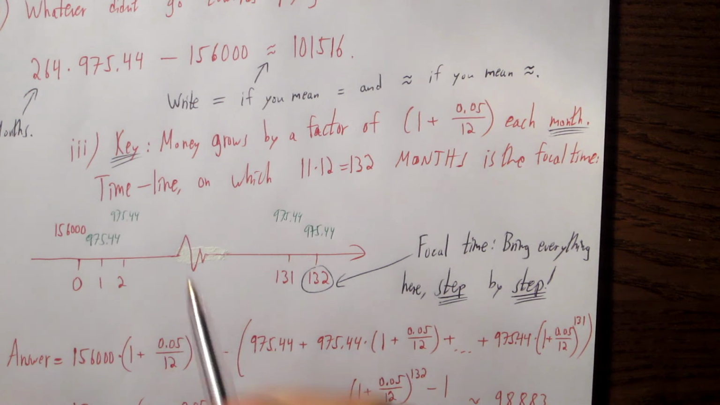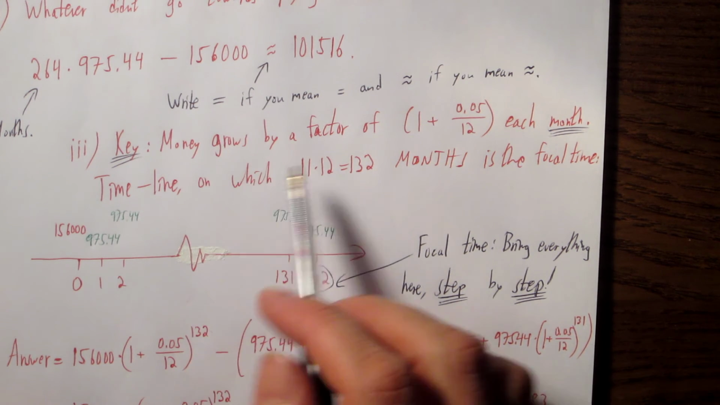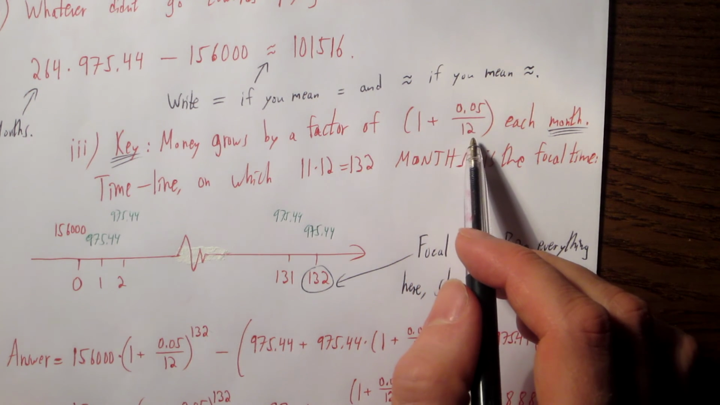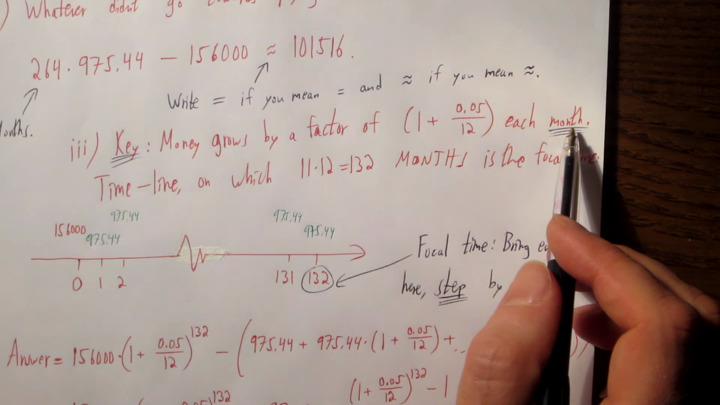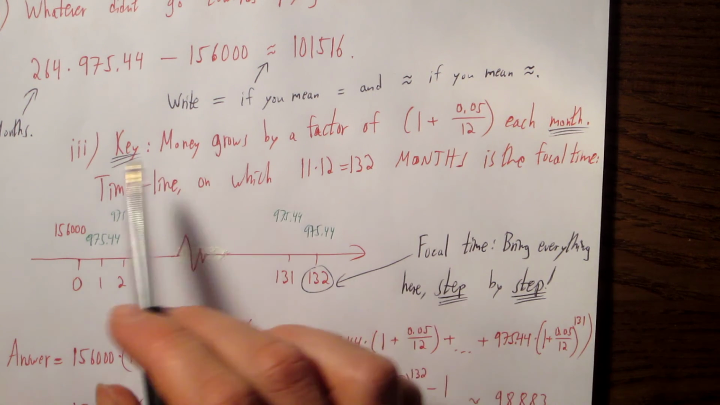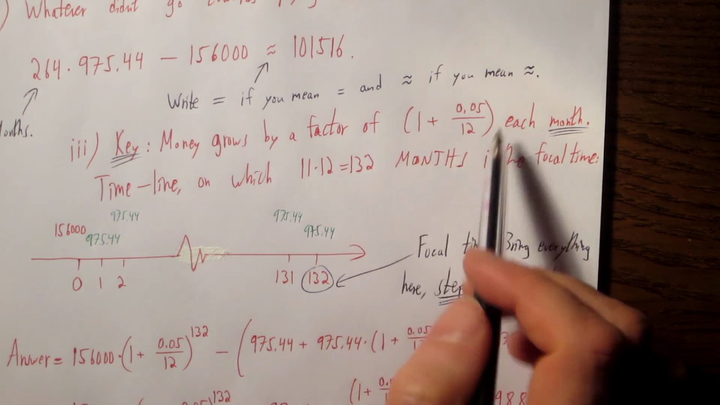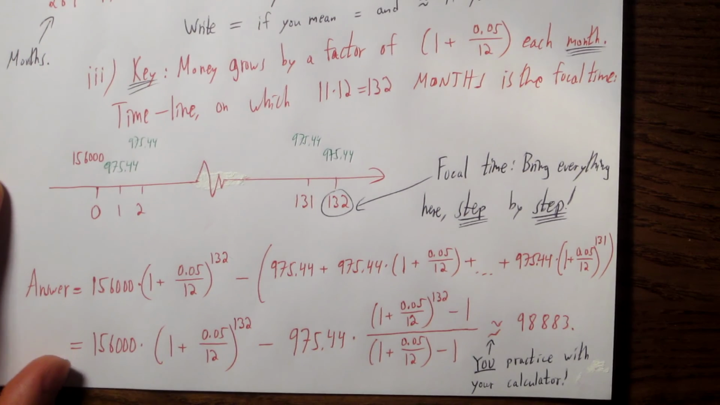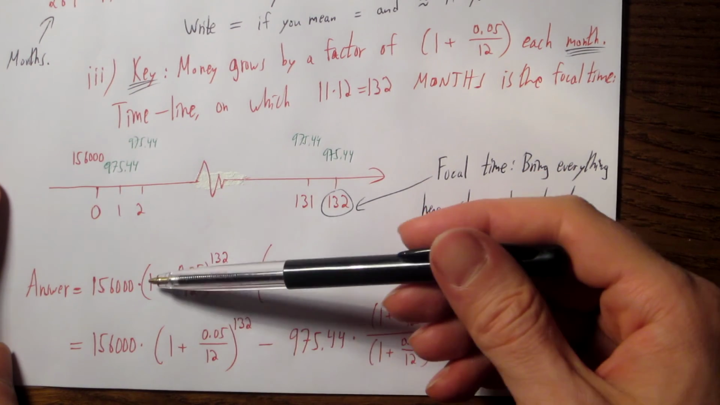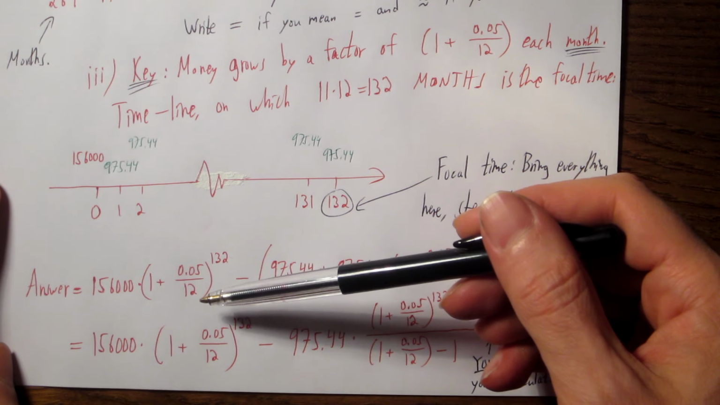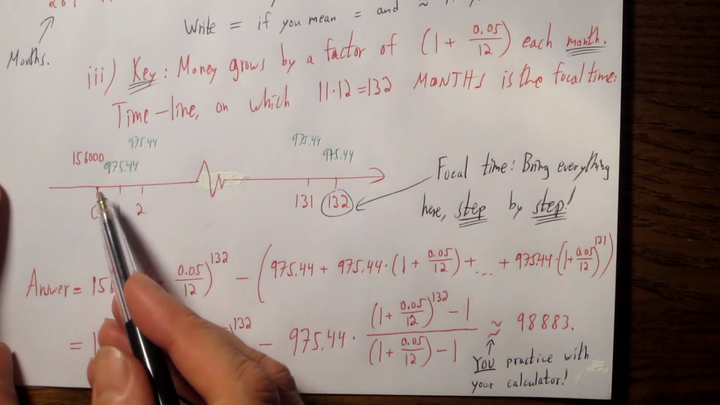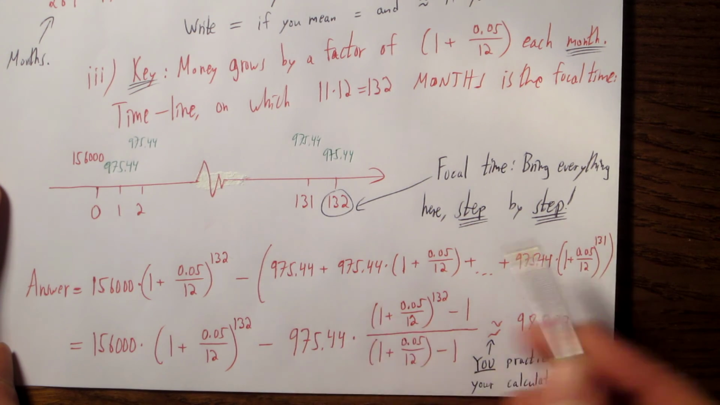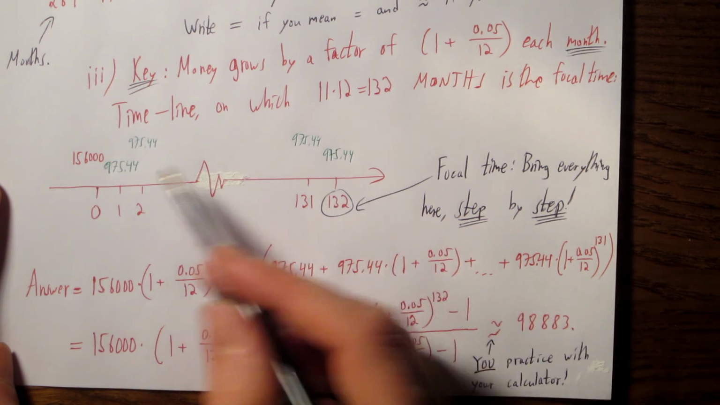Anyway, the key is the factor. Money grows by a factor of 1 plus 0.05 divided by 12 each month. Be careful. Key with factor, which you find carefully in the timeline. Now just move everything here. So the initial loan size has become 156 times 1 plus 0.05 over 12 to the power of 132, because you move it 132 steps forward. Minus big brackets, all these 132 first payments.